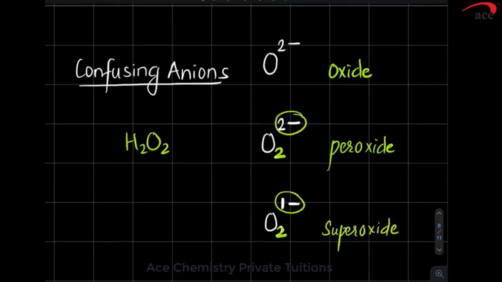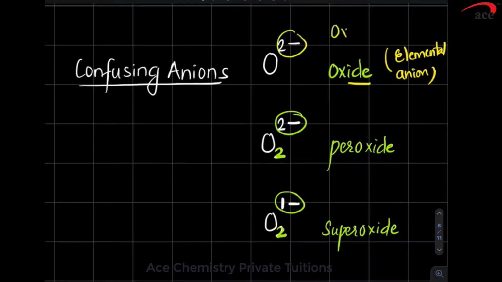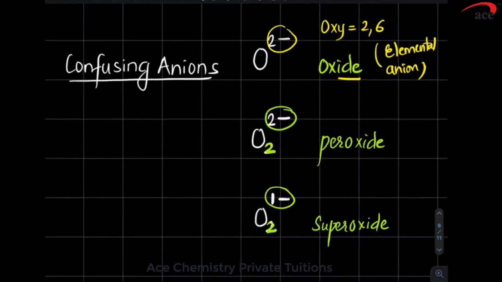Superoxide. Now those who want to know why such unusual names and what is the reason for it. For you to know, this is an elemental anion. And you know elemental anion ends with what? ide. Yes. And why 2 minus charge? Because you remember oxygen was 2, 6. So it will require 2 electrons to complete its octet.